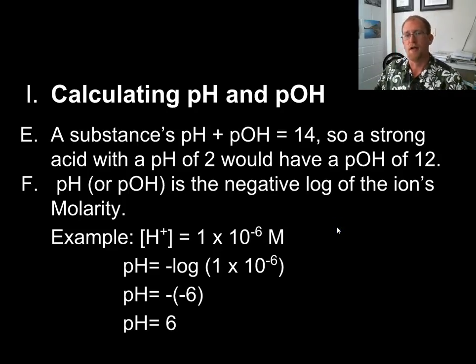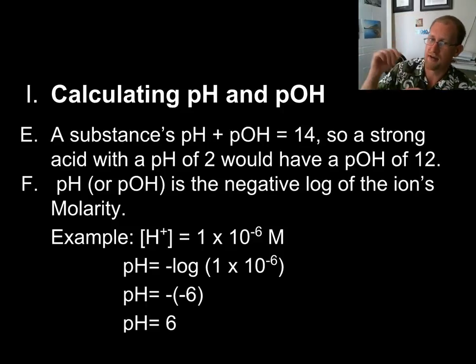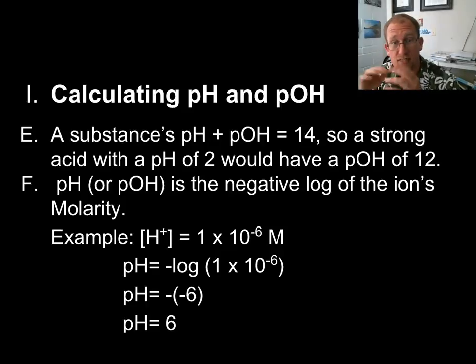Okay. Now, pH and pOH are mirror images of each other, so if you have a pH, you can calculate pOH. If you have pOH, you can calculate pH, and you do that by just taking the difference to 14. So if something has a pH of 2, it has a pOH of 12. If something has a pOH of 7, it has a pH of 7. You just see, what do I have to add to this to make 14?